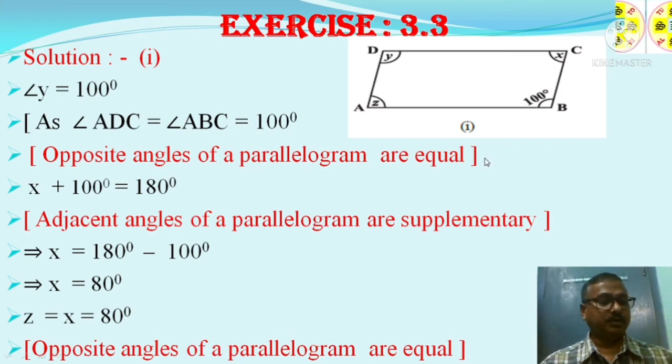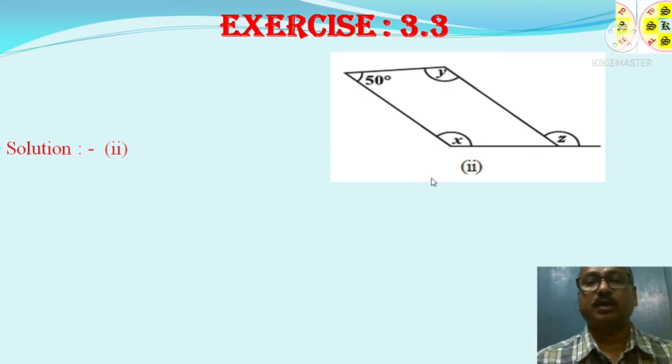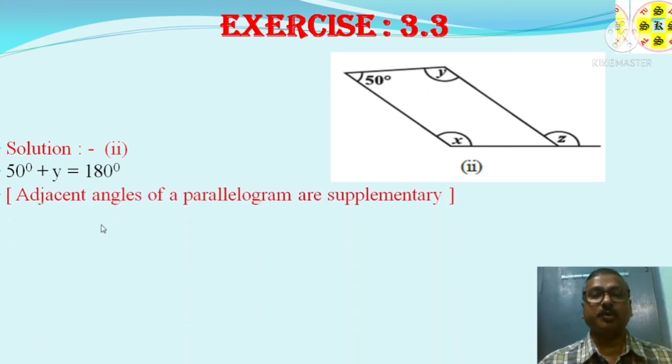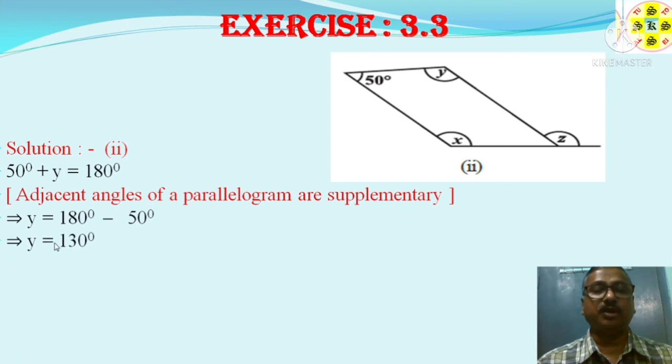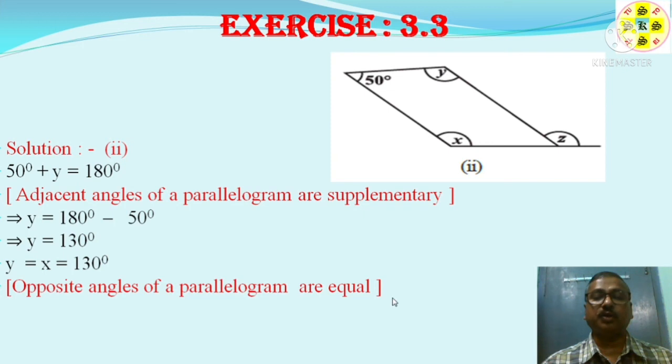Now next, this is question number 2, part 2. This is the figure. Now this is x, this is y, this is z. Now from the figure, 50 plus y equal to 180 degrees. Why are you writing 50 plus y? Same, the adjacent angles are supplementary. Adjacent angles of a parallelogram are supplementary. So 50 plus y equal to 180, ultimately we get y equal to 130 degrees. So now if y equal to 130 degrees, x is also 130 degrees. The reason is opposite angles of a parallelogram are equal.